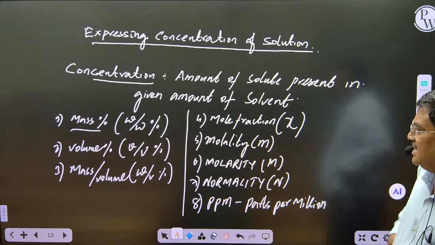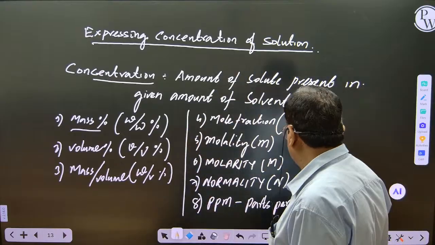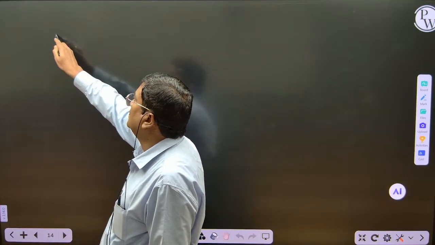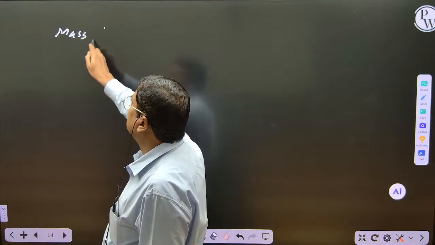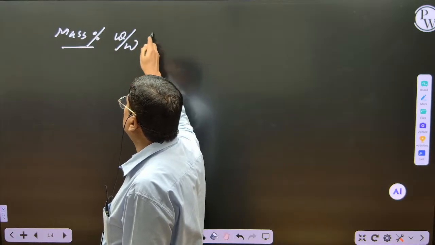Copy number. Now let us start one by one. What is the first one? Mass percentage. Now observe here, all of you. What is mass percentage? As I told you, this is shown by the symbol small w, or capital W.